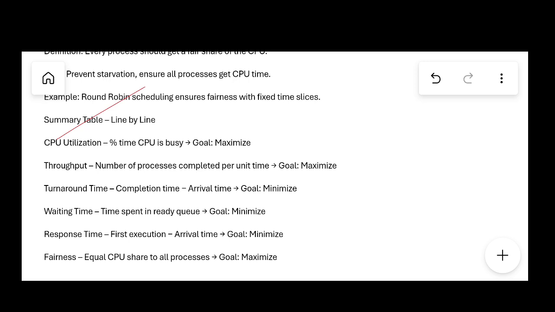You can imagine it visually like this: CPU utilization and throughput, we want high. Turnaround, waiting, and response time, we want low.